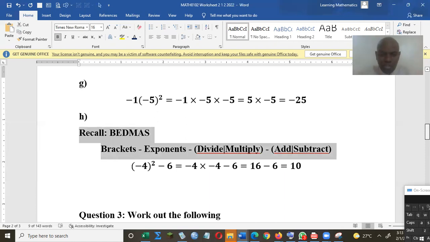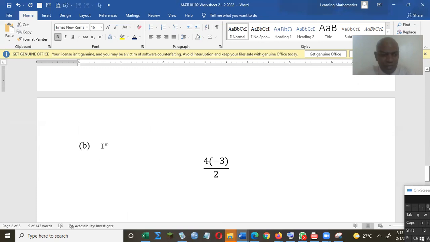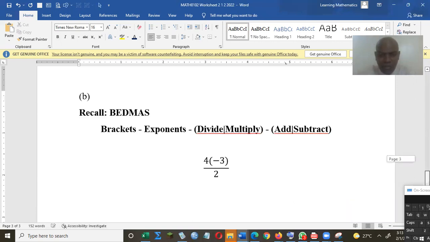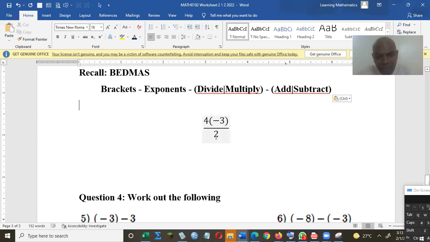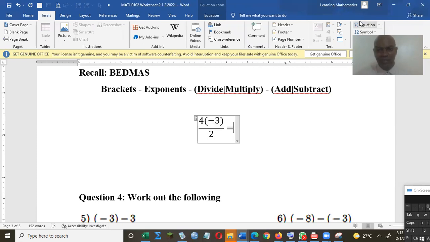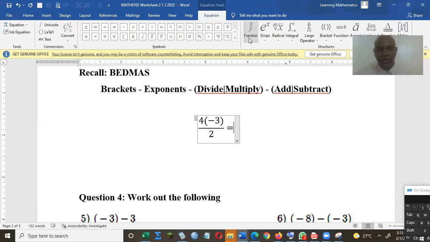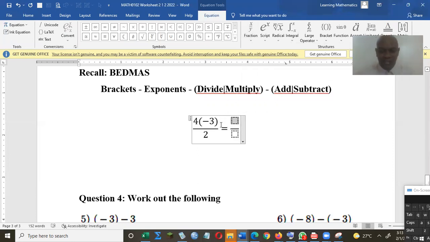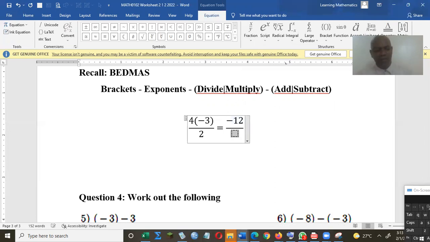So it doesn't matter whether you multiply or divide first, because we are seeing both multiplication and division happening there. In the numerator, we have 4 times negative 3. In the denominator, we have a 2 divided. So you can multiply then divide, or you can divide then multiply. It doesn't make a difference. You're still going to get the same answer. So I repeat, you can multiply then divide. Let's multiply first. You're going to multiply 4 times a negative 3. 4 times a negative 3 is a negative 12, divided by a positive 2. So now we're going to divide. The answer is negative 6.